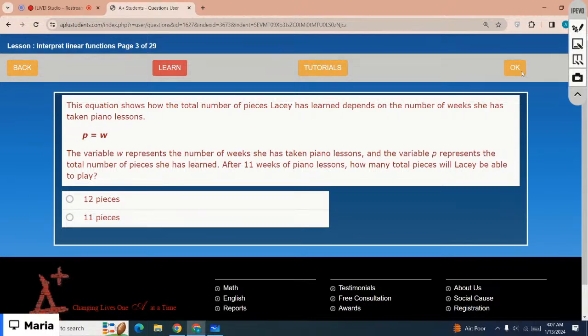Okay, so you have P equals W. You are given after 11 weeks of lessons. That means W equals 11. So just replace W with 11 in the equation. So that would be P equals 11. The correct option is P equals 11 pieces.